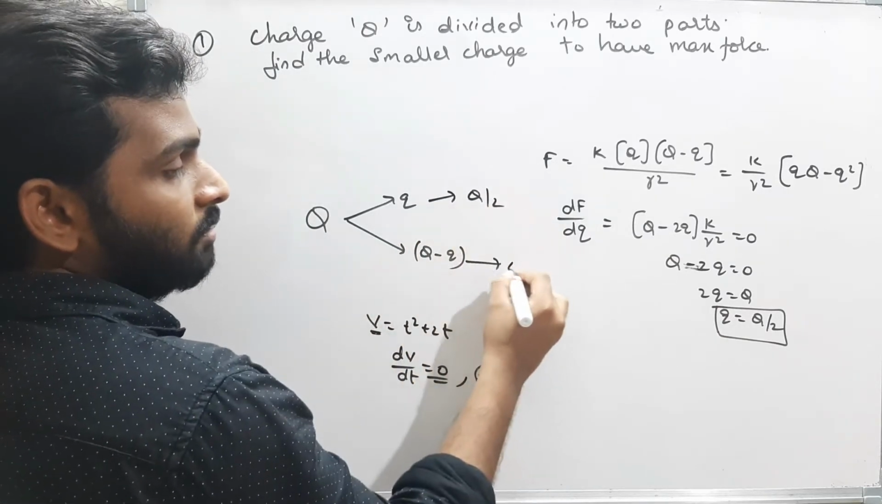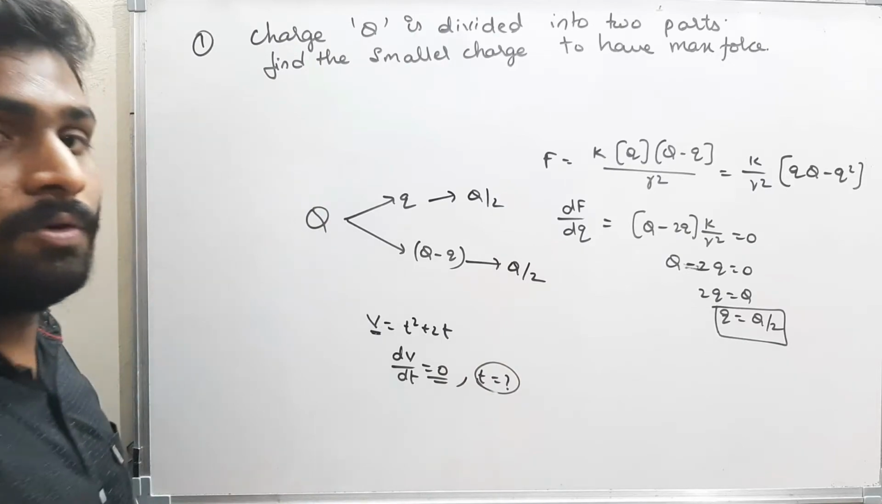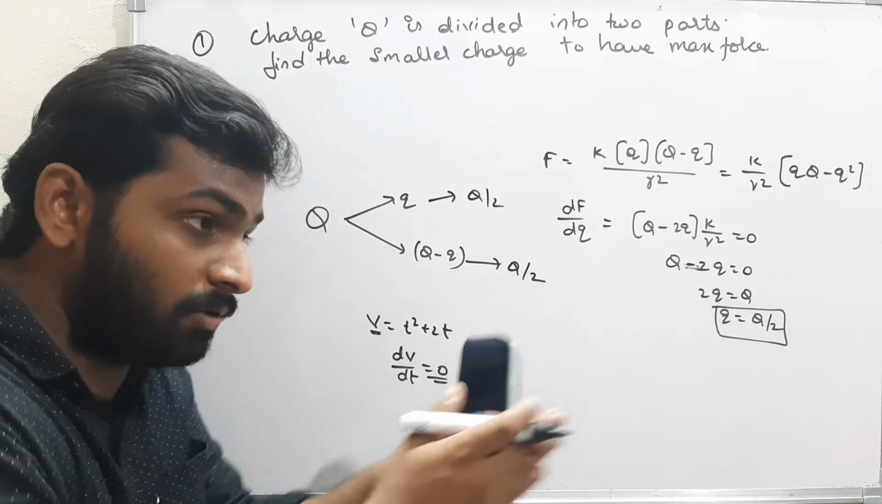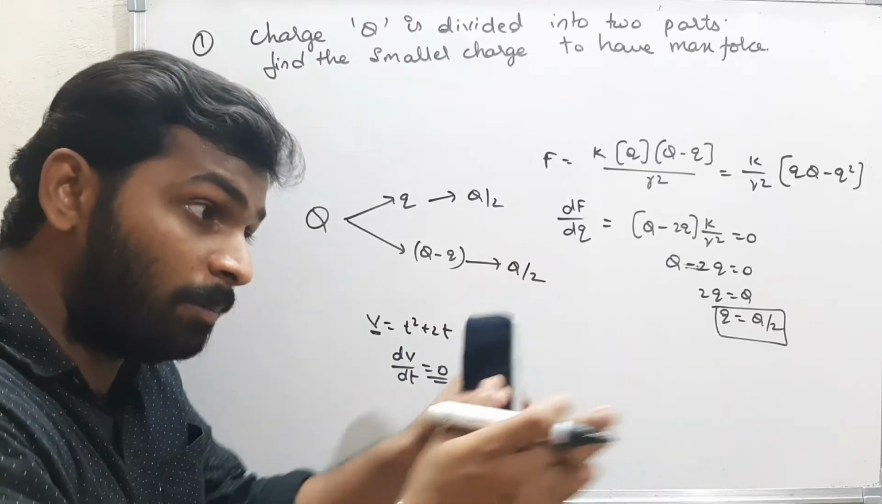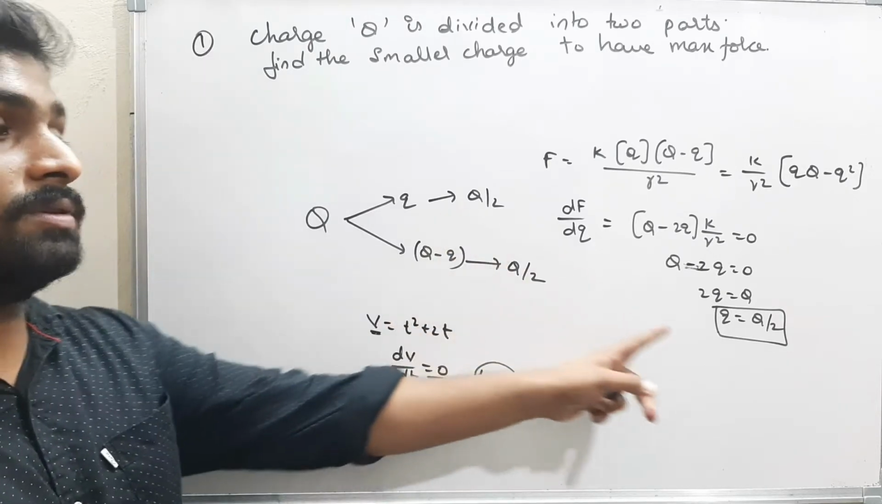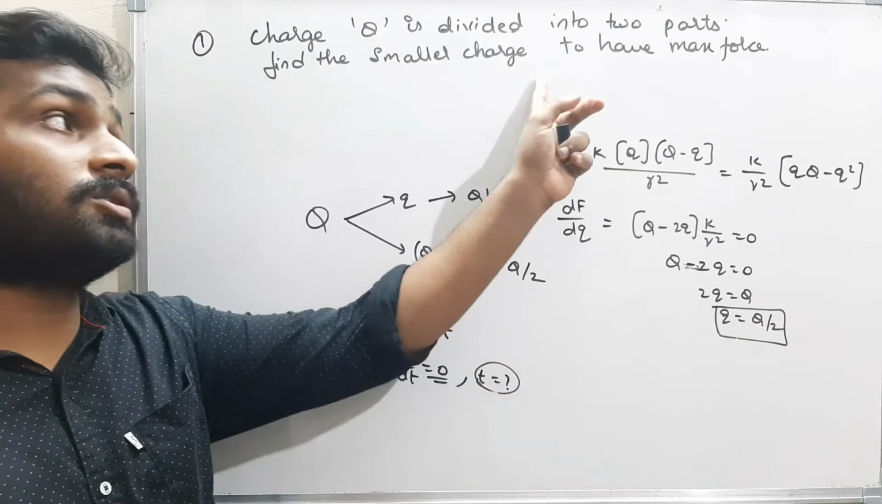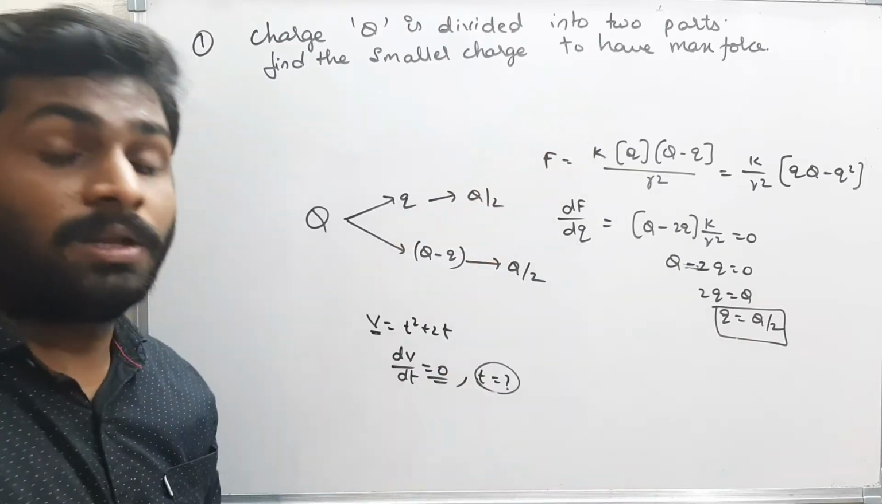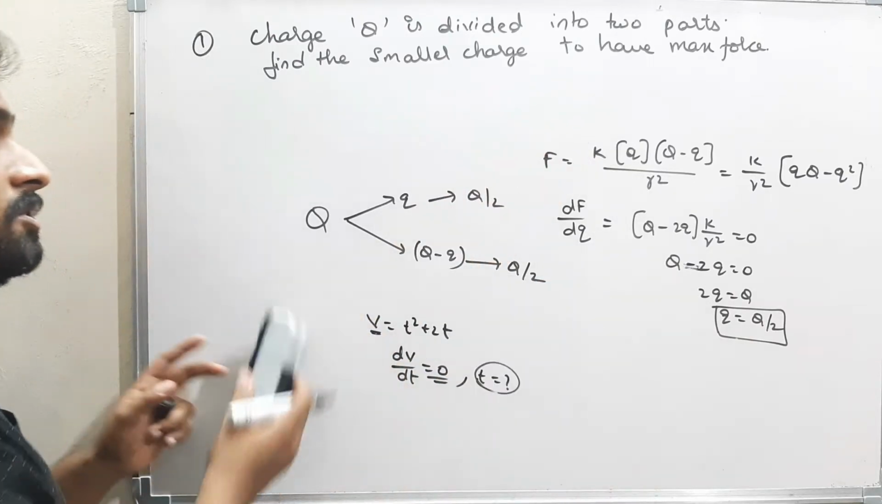If it is Q by 2, what is the remaining charge? It is also Q by 2. Therefore, when I divide the charge into two equal parts, then the force between them is maximum. This is the answer for this. That means when I divide the charge into two equal parts, then the force is maximum. Okay, we will see the next question.